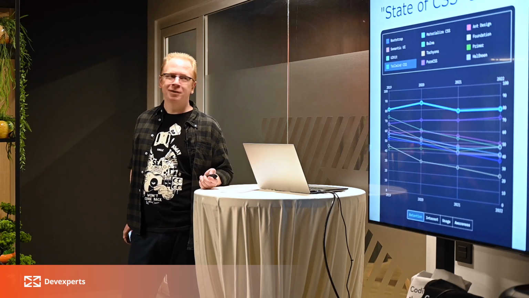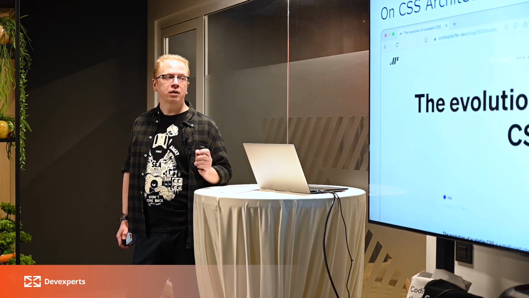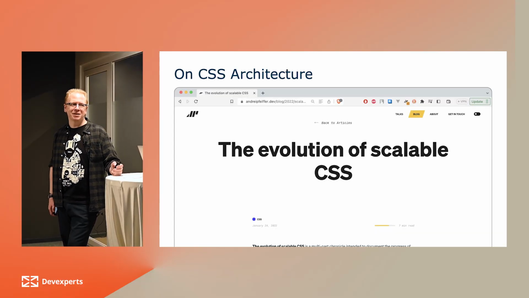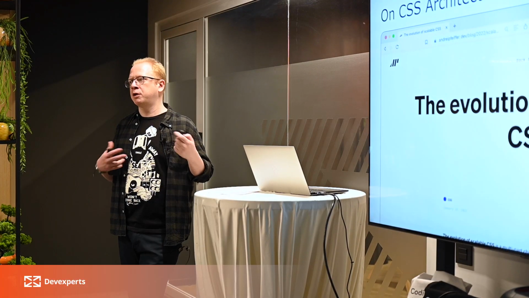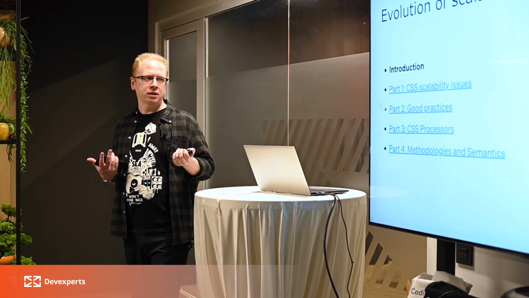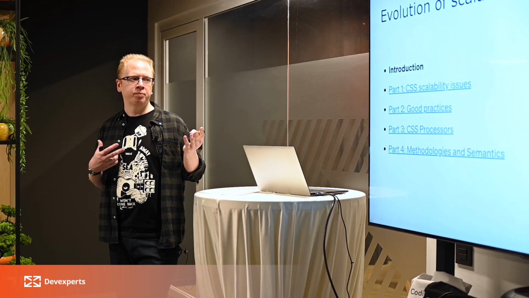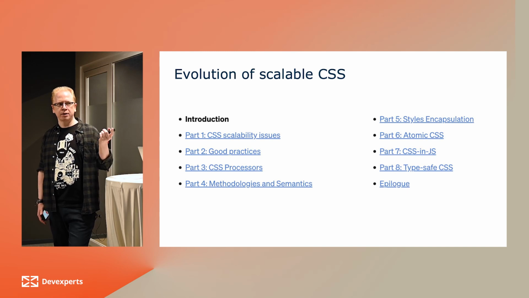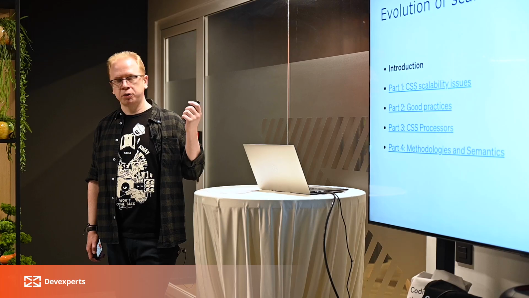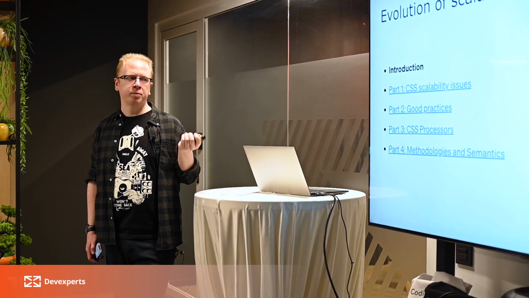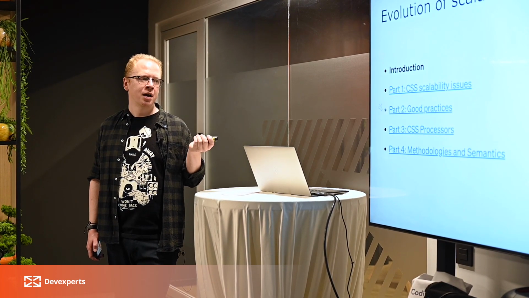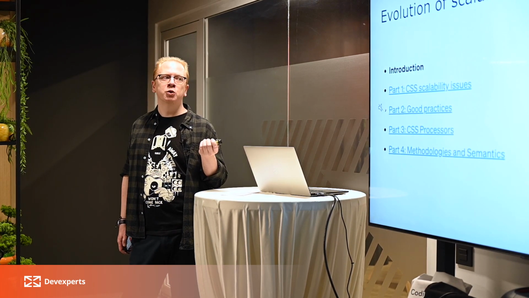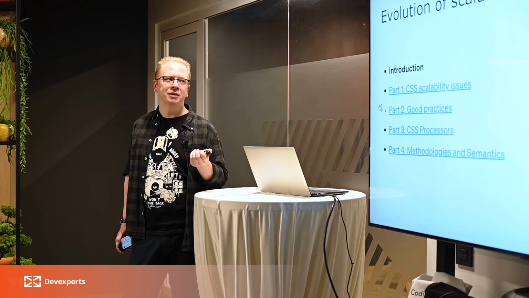And also, I would really like to recommend this article. It's called "The Evolution of Scalable CSS," and it has much more information on what I've told you about today. For instance, it goes pretty deep on all of these topics, like atomic CSS, which is utility-first CSS. It also tells about CSS pre-processors and post-processors, and I would say that this article covers everything that you should know about CSS and what you might apply in the future.